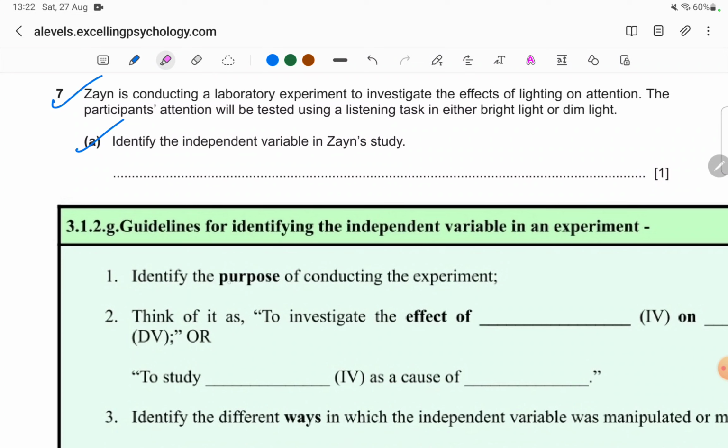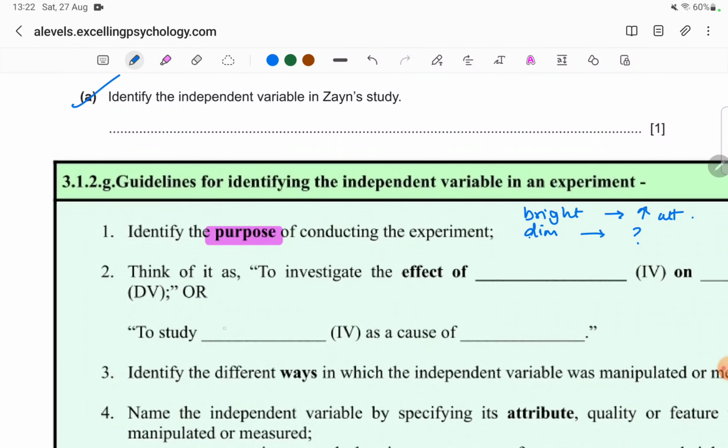Okay, we need to identify the purpose of conducting the experiment first. Why has T conducted his experiment? To study whether participants who are under bright light would be more attentive, or participants who are studying under dim light will be more attentive. That's what he wants to study. So I could think of it as lighting as a cause of attention.